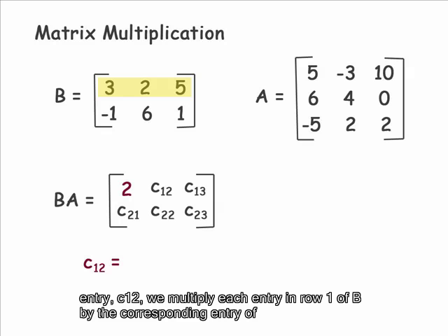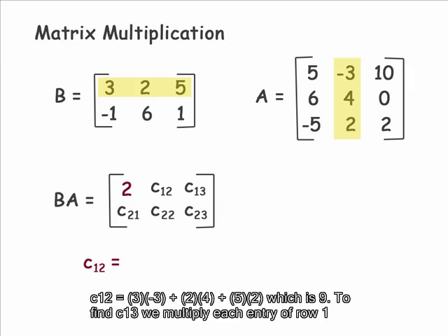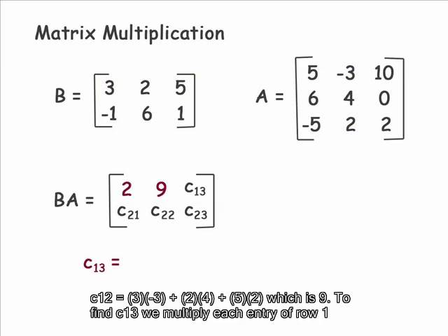To find the next entry, C sub 1,2, we multiply each entry in row 1 of B by the corresponding entry of column 2 of A, and then add the products together. In other words, C sub 1,2 is equal to 3 times -3 plus 2 times 4 plus 5 times 2, which is 9.